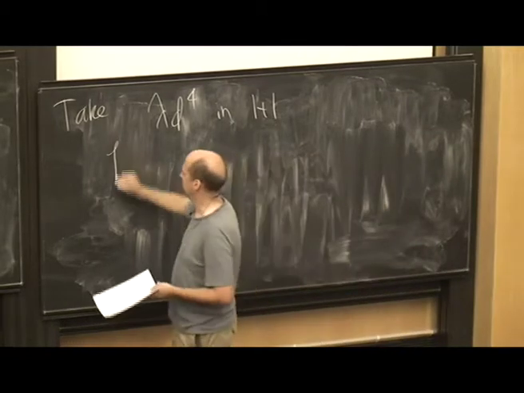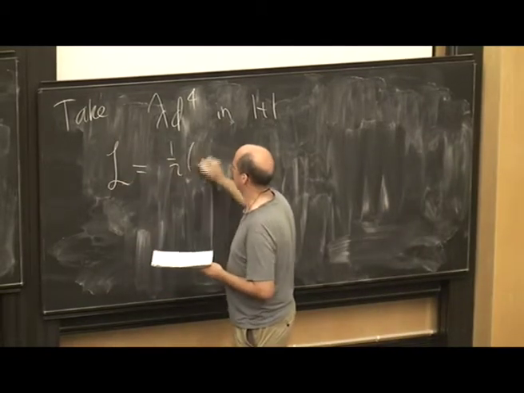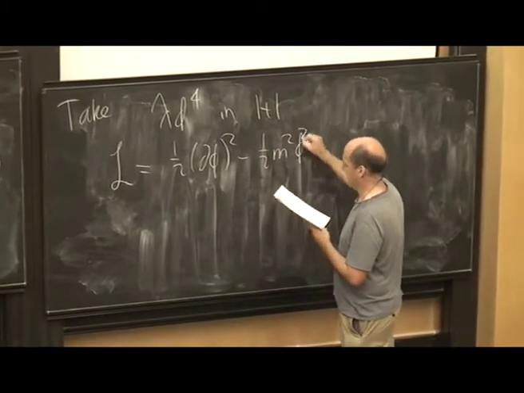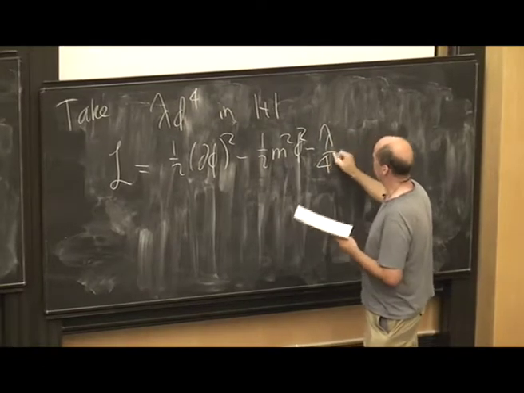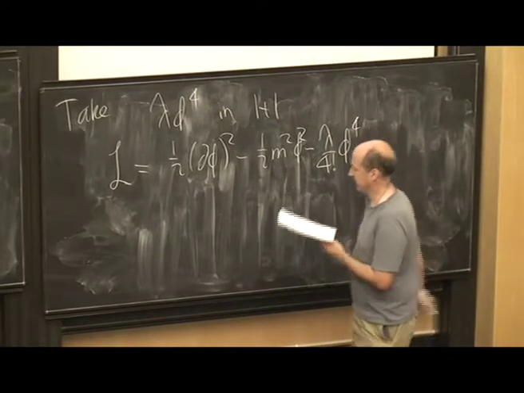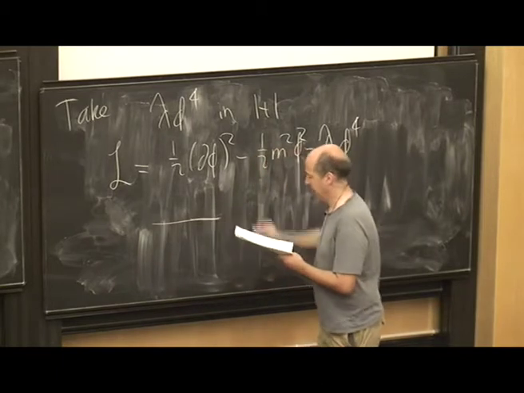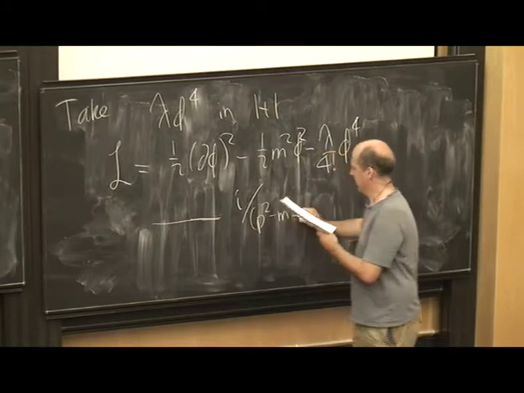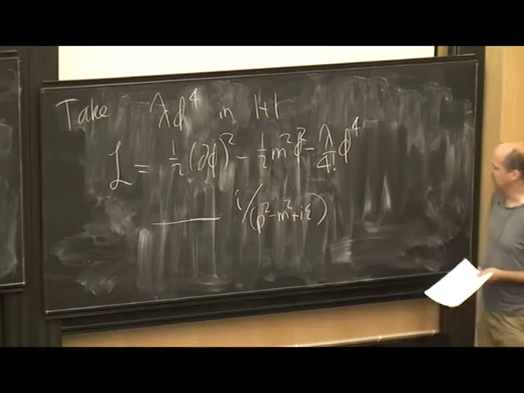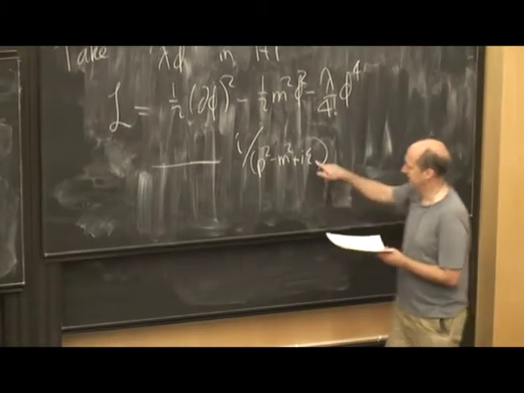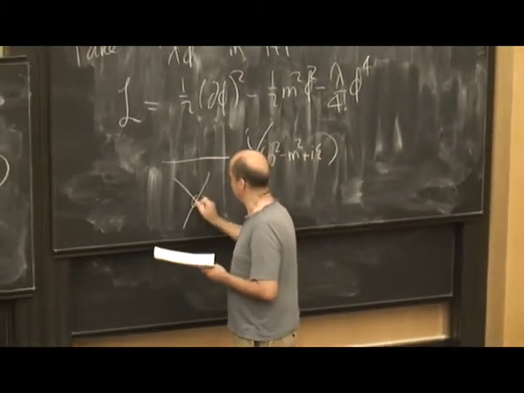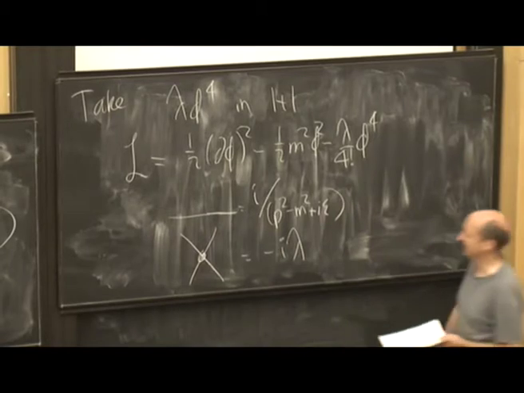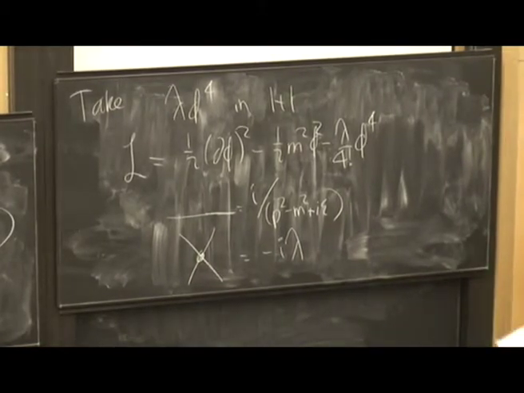So we could write down a simple Lagrangian for that: half (dphi) squared minus half m squared phi squared minus lambda over 4 factorial times phi to the fourth. So we'll have a propagator, in some suitable set of conventions, i over p squared minus m squared plus i epsilon. The i epsilon will play a role at some point, and there's just one vertex, which, again, in some set of notations, will be minus i lambda.